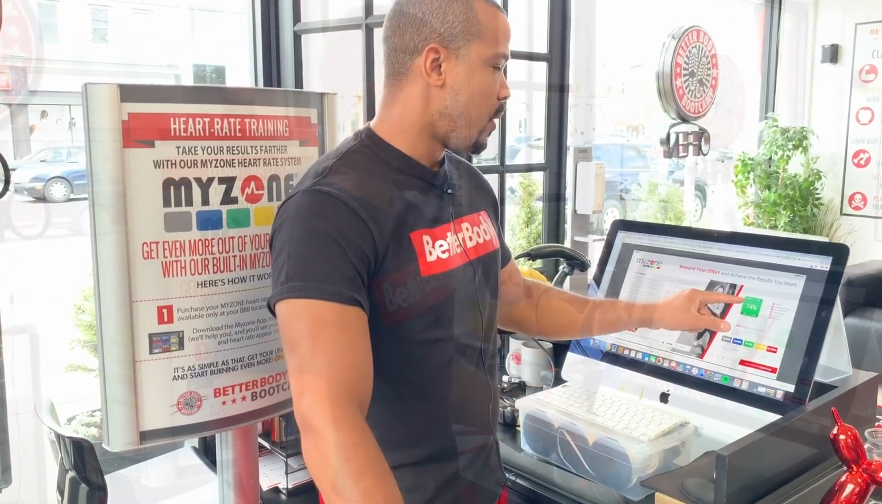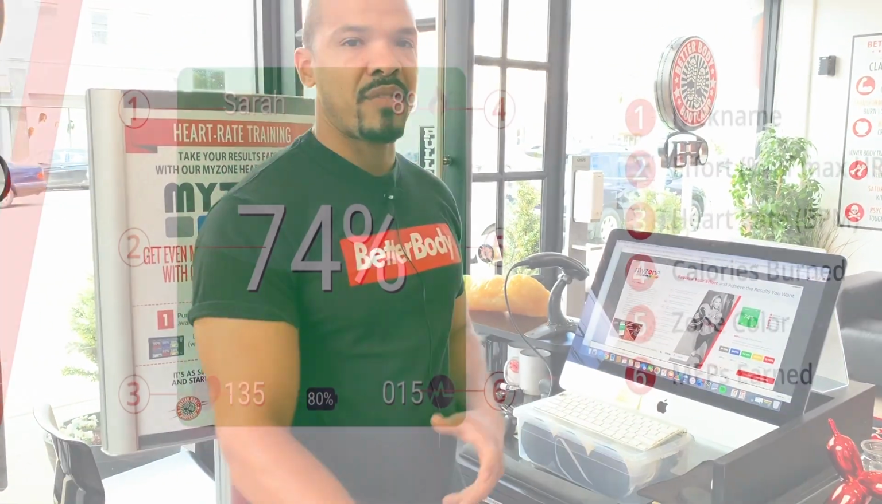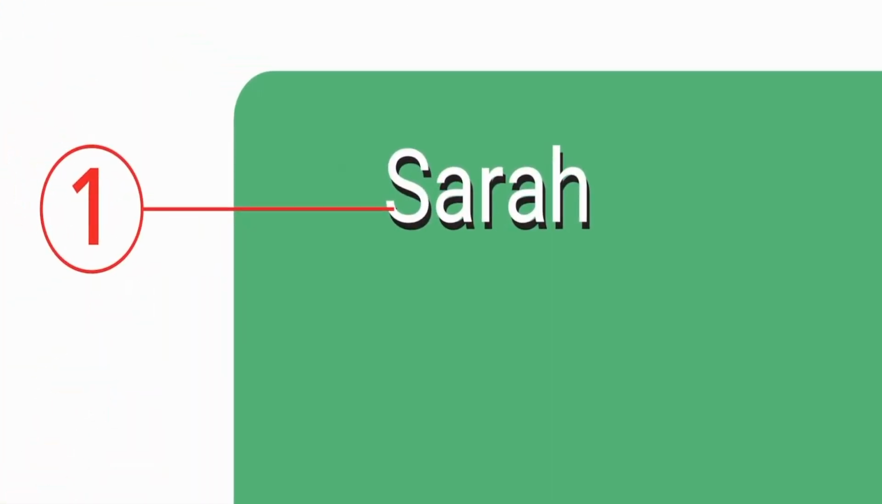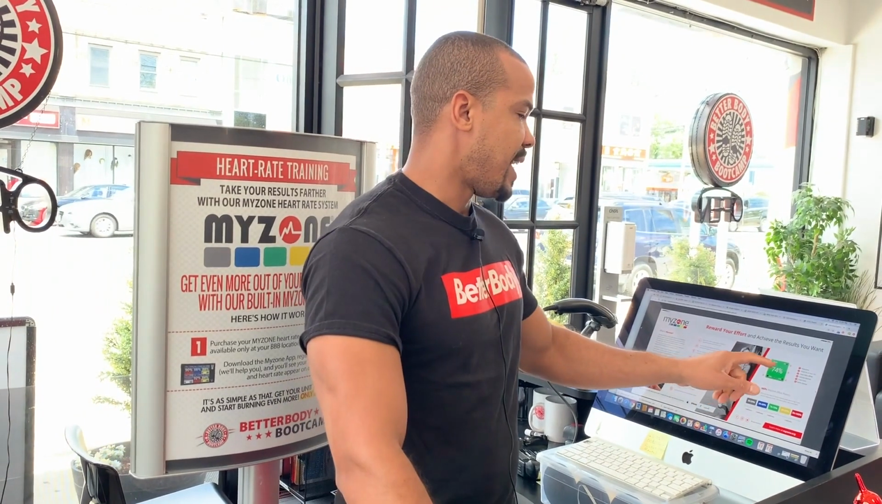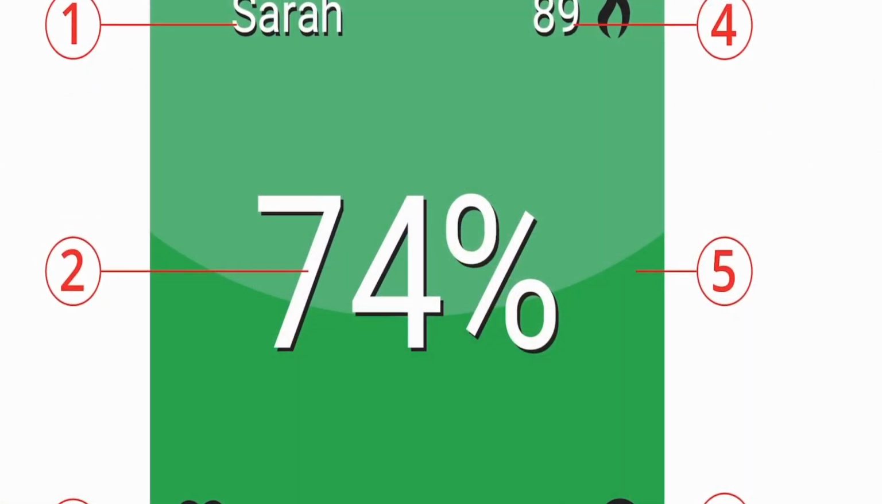The next thing will be your name. Whatever name you want to give yourself, you can give yourself Sarah, whatever little nickname you want. Point number 2 is your percentage effort, meaning what percentage is your heart rate, okay?